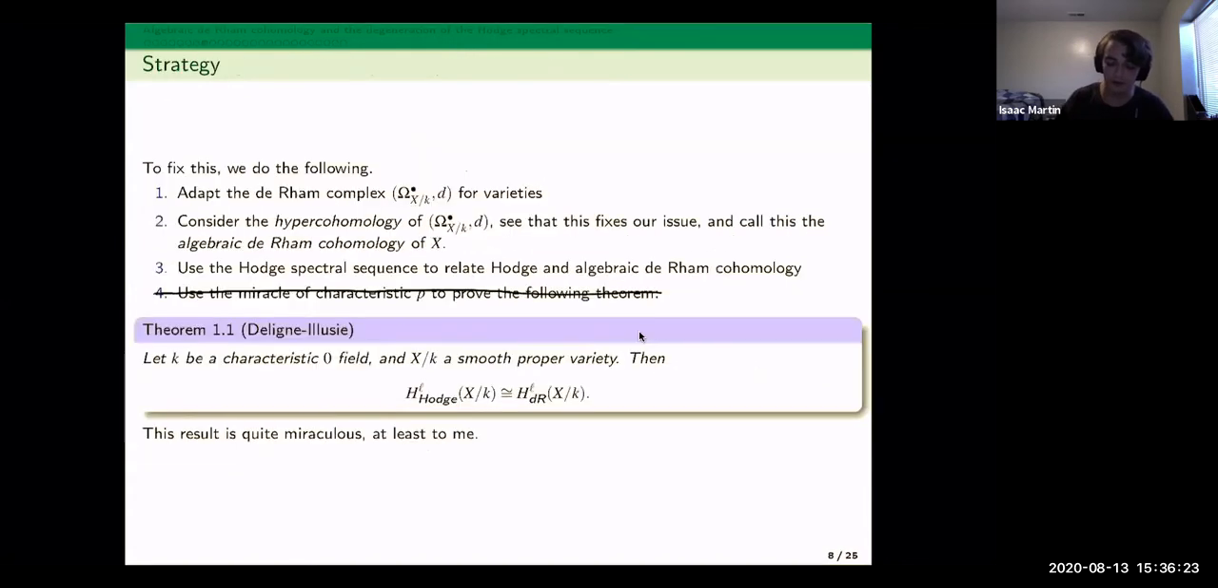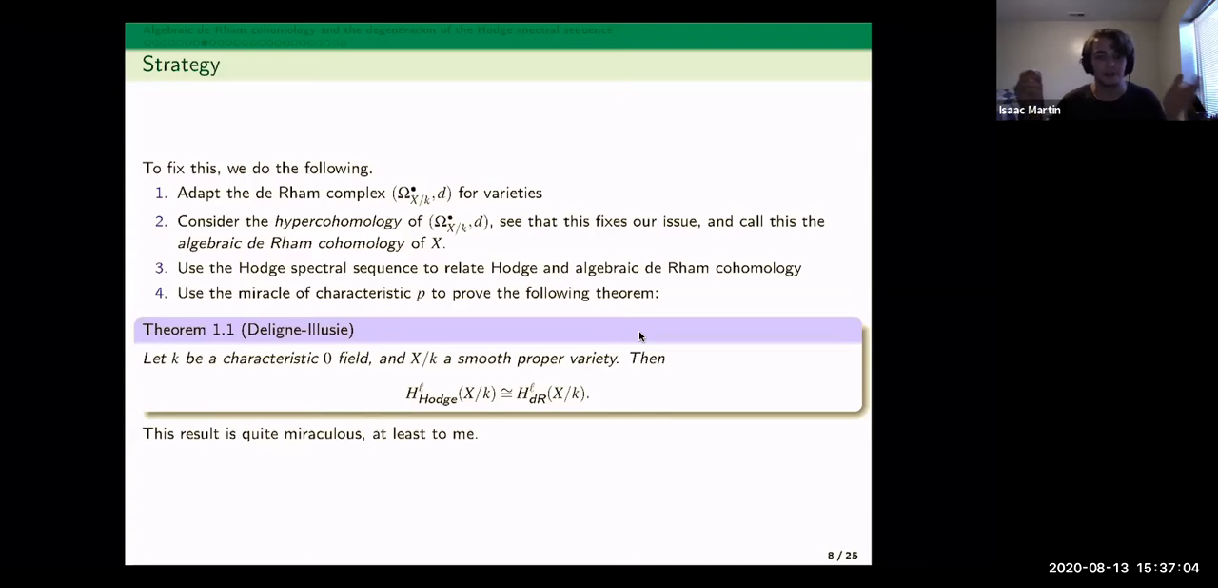And so the way we go about fixing this is with this strategy. The first thing we're going to do is try and adapt the de Rham complex to work with varieties. That's relatively straightforward. It just requires a bit of commutative algebra and some chapter 2 Hartshorne topics. And then once we do that, we're going to realize that instead of the cohomology of this complex, we want to consider the hypercohomology of this complex. And that turns out to be what fixes our problem. We call this the algebraic de Rham cohomology of a variety X. However, once we do that, hypercohomology is infamously terrible and horrible to compute.